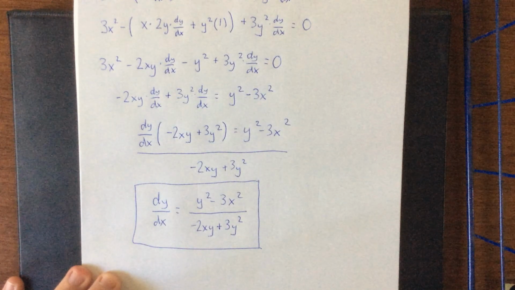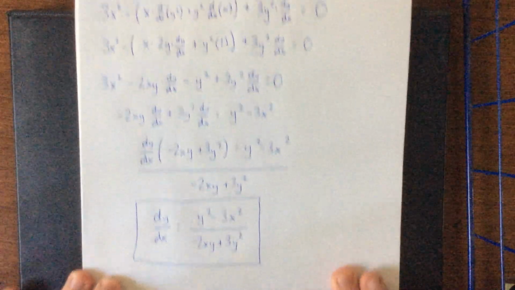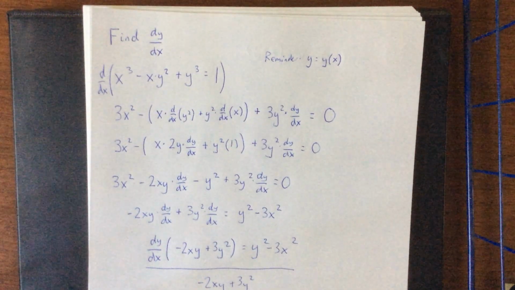Now, given that we only used the power rule, the chain rule, and the product rule on this one, I did want to throw in some more rules in another example. So I'd like to have us take a look at the following.